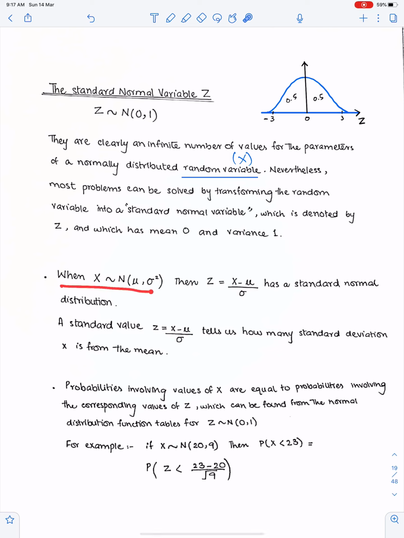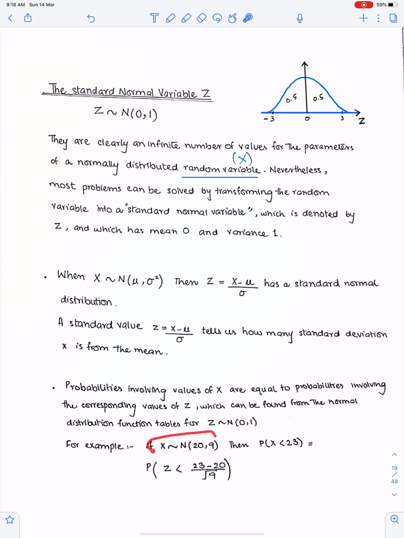So when x is this, then z has a standard normal distribution. A standard value tells us how many standard deviations x is from the mean. Probabilities involving values of x are equal to probabilities involving the corresponding values of z, which can be found from the normal distribution table. We already have done this in the table.